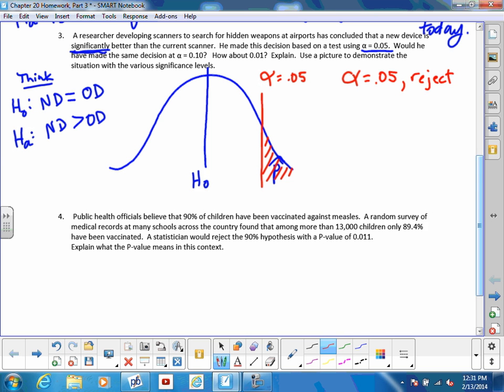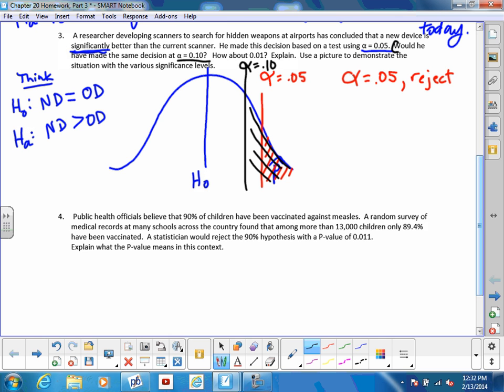Okay. Next question is this. Would he have made the same decision at a different alpha? This alpha of 10%. So I want to know what on this picture would an alpha of 10% look like? It's actually bigger. So where would my line be? Yeah, more left. So here would be an alpha of 10%. See how much bigger this region is?